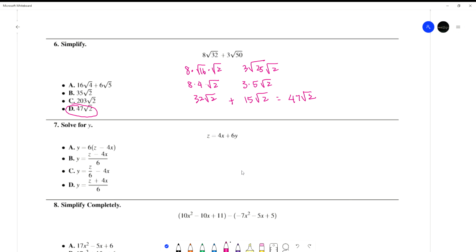Okay, number 7. Solve for y. I see my y is on the right-hand side, so I need to isolate the y, right? I'm going to subtract 4x on both sides. So I get z minus 4x is equal to 6y. Then I divide both sides by 6, and I get y is equal to z minus 4x over 6. See that? Be careful. D has z plus 4x over 6. So it looks very close, but make sure you don't mess up your signs when you move terms.